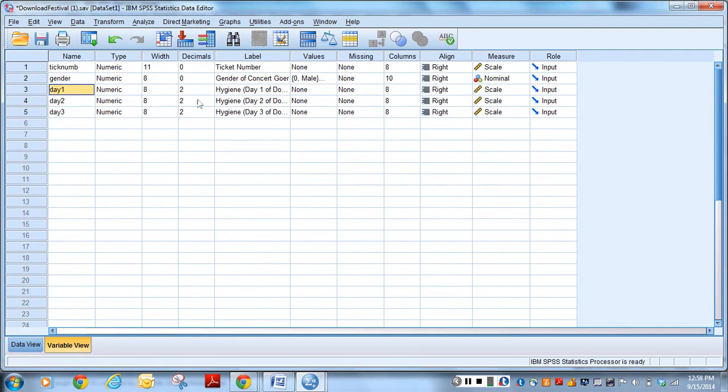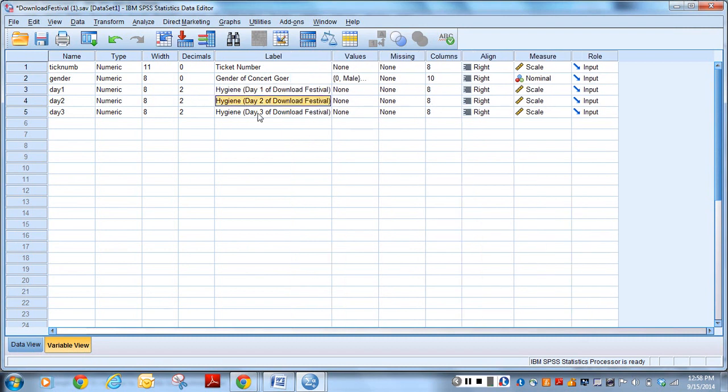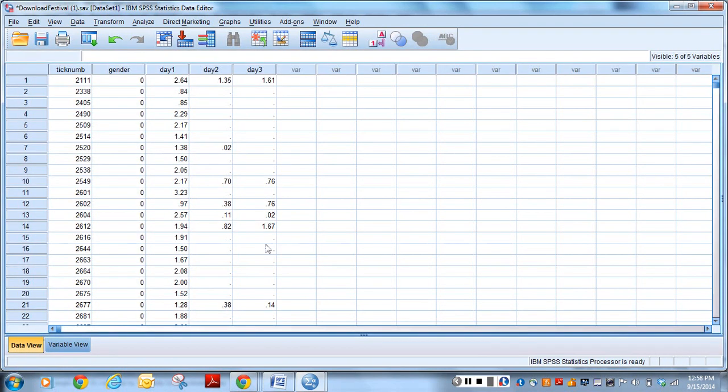So day 1, each person's hygiene on day 1 of download festival. Their hygiene score was given for day 1, and again for day 2, and again for day 3. And notice these are scale. Gender is our categorical variable, so we select nominal. Ticket number is scale, as well as our hygiene scores. So now that we're familiar with each of the variables, let's go back to data view.